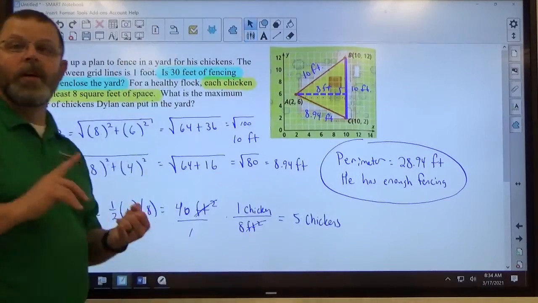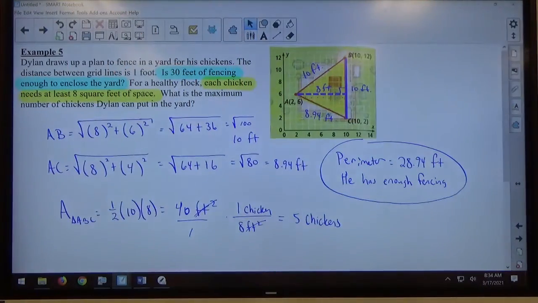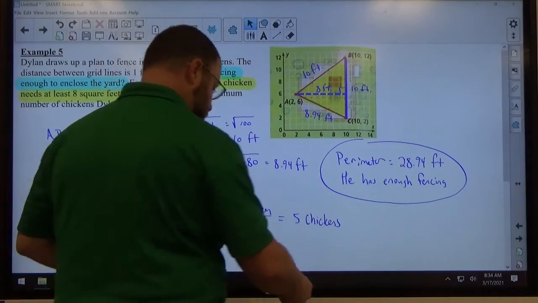So if you just imagine chicken A is using up 8, there's still 32 left. Now the second chicken uses 8 more, now there's 24 left. The third uses 8 more, now there's 16 left. Fourth chicken uses 8 more, there's 8 left, and the fifth chicken uses the last 8. So there's 5 chickens can fit in the yard for a healthy flock. So 5 chickens is the answer to part B.